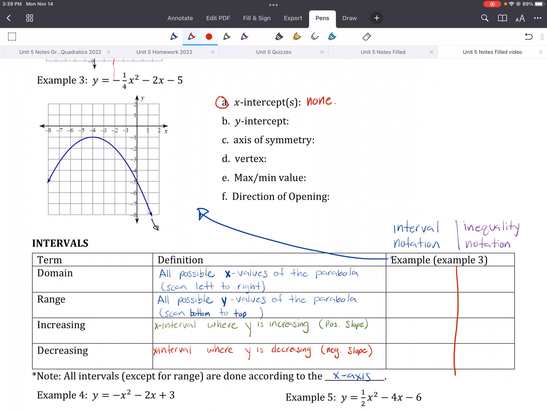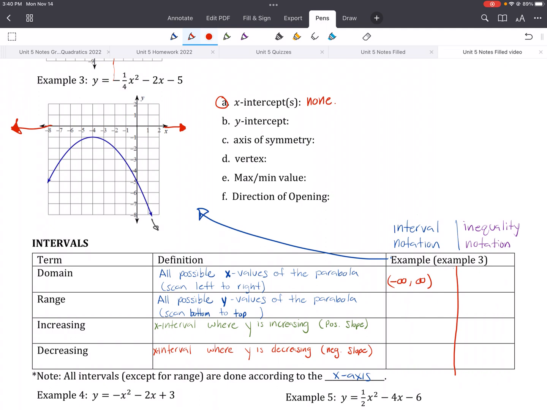Okay, so for this graph, I mean, for all quadratics, they go forever in the left and right directions. So we would say it starts at negative infinity. So way, way, way infinite that way. And this parabola also goes infinitely to the right. So it would go from negative infinity to infinity. And again, that will be for all cases for this unit.